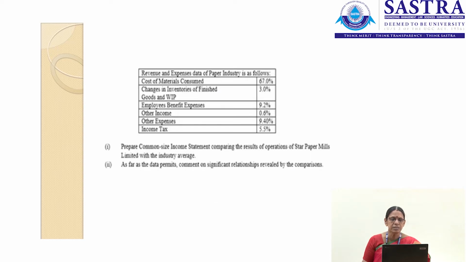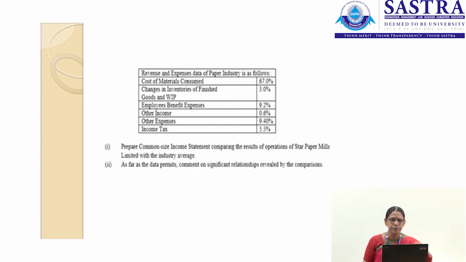See, this is the industry average that is given. Revenue and expenses data for the paper industry is as follows. Cost of materials consumed is 67%. Changes in the inventory is 3%. Employee benefit expense is 9.2%. Other income is 0.6%. Other expenses 9.40%.